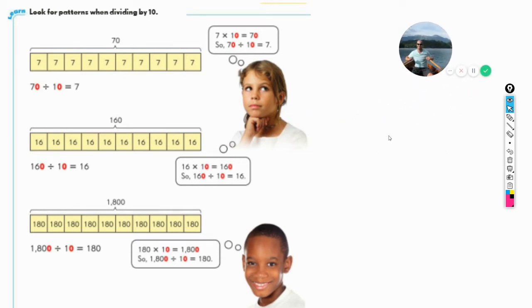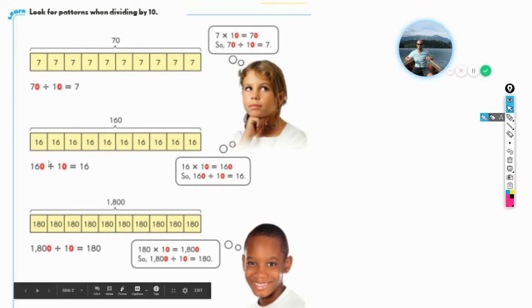Much better. Okay. 70 divided by 10 is 7. 160 divided by 10 is 16. 1,800 divided by 10 is 180. Some of you might notice that each time you divide a number by 10, you can effectively lop off a 0 from the end of the number you're dividing. Pretty neat, huh?